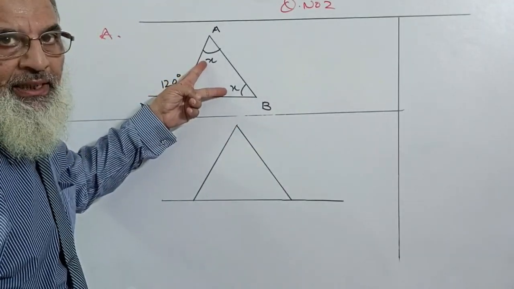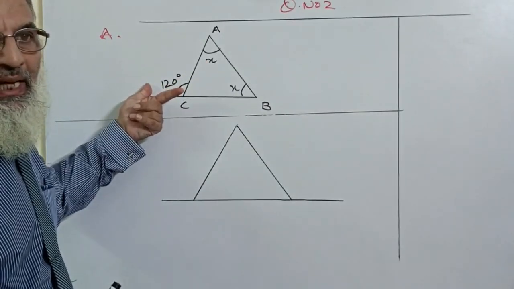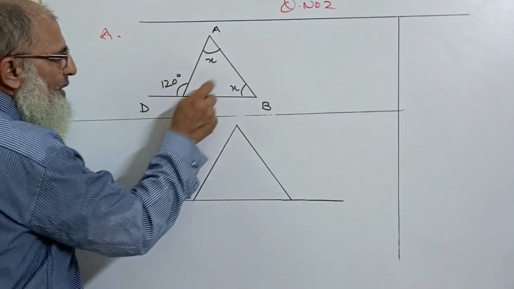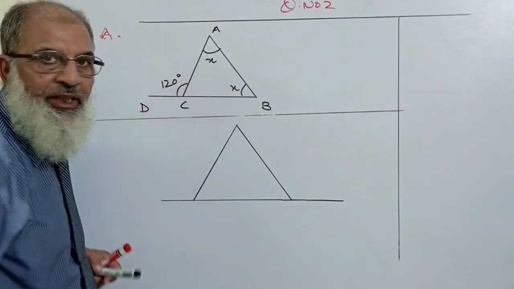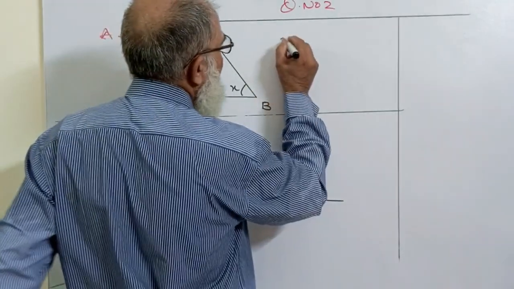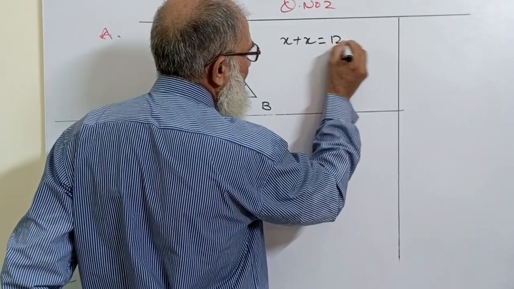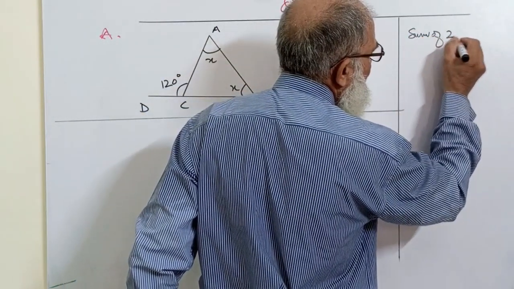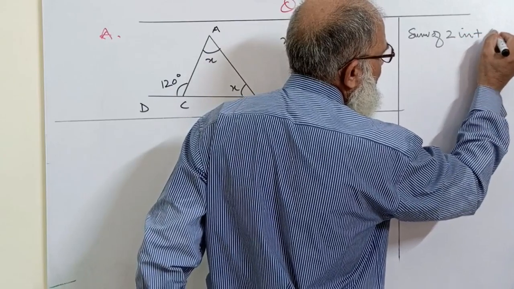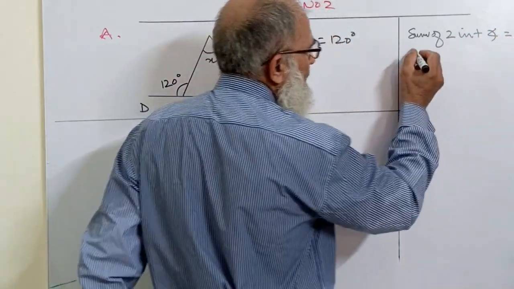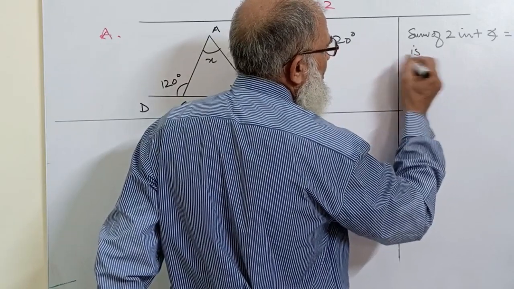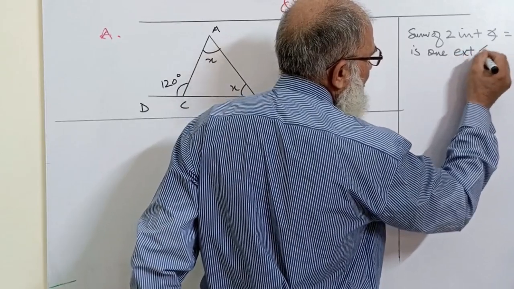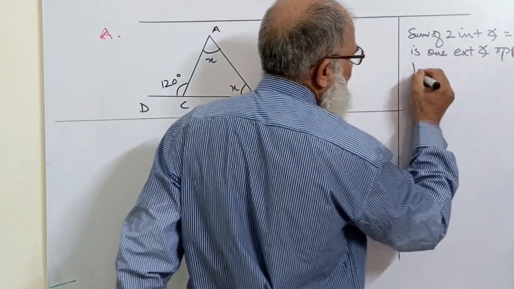The sum of two interior angles is equal to the one exterior angle opposite to them. So that means x plus x is equal to 120 degree. Sum of two interior angles is equal to one exterior angle opposite to them.